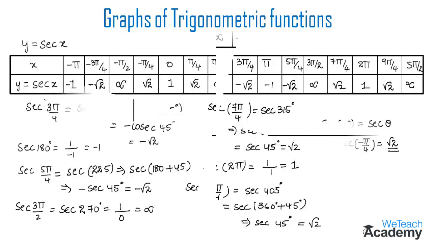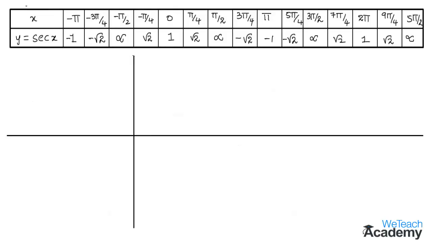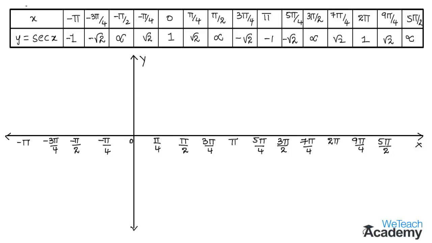So let us consider a coordinate plane here. This vertical line is called the y-axis, and this horizontal line is called the x-axis. And now let us plot the different values of x, which are radians, on the x-axis. And before drawing any graph, observe that secant x is undefined at minus pi by 2, at pi by 2, at 3 pi by 2, and at 5 pi by 2.